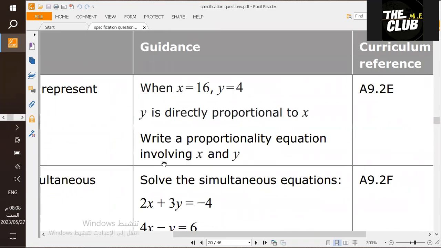No. Here they want you to write the equation. Focus on the question. They don't want the answer, they want the equation. I focus on the question.